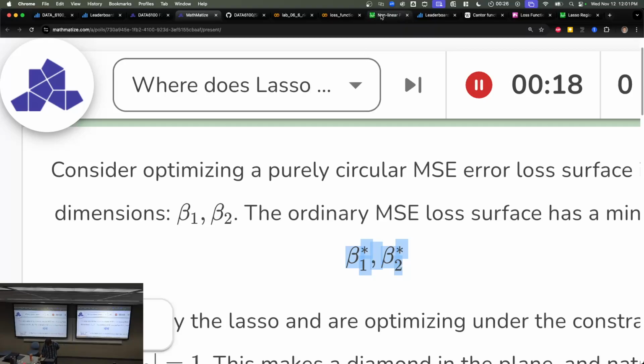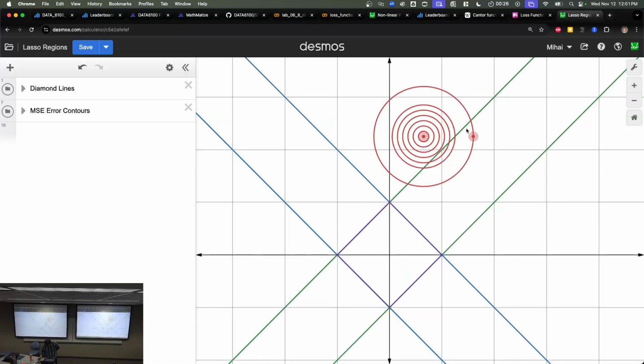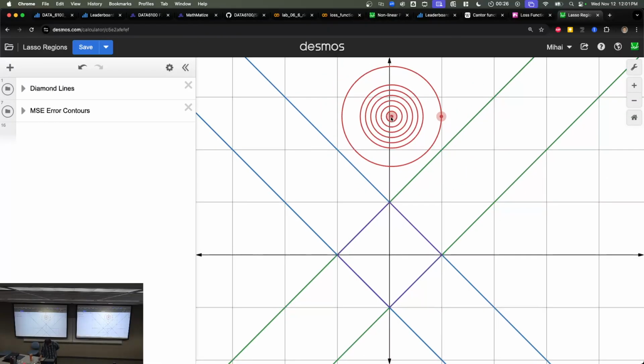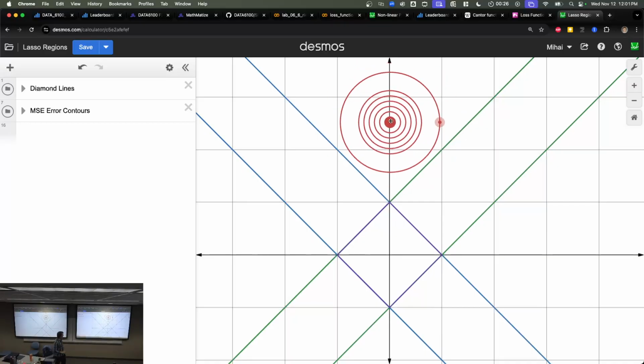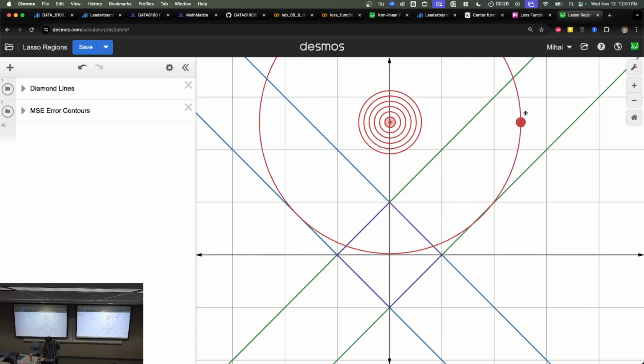And I've drawn a little picture of this thing over here. So there's some bowl. You can think of this as the top view. And these are the contours of the bowl. So this is like a bowl coming out of the screen. And these circular contours are the level lines of the bowl, the loss function. And the center of the bowl is beta 1 star, beta 2 star. That is the true minimum that we are trying to find. Okay. And as you make the radius bigger and bigger, the bowl gets taller and taller, right? So these are like low values of the bowl. These are big values of the bowl.